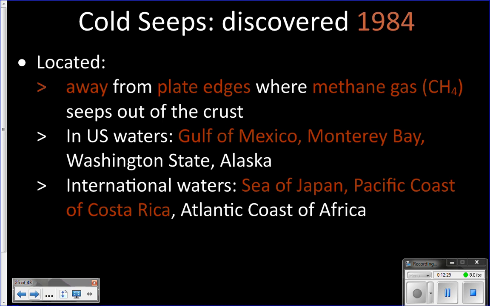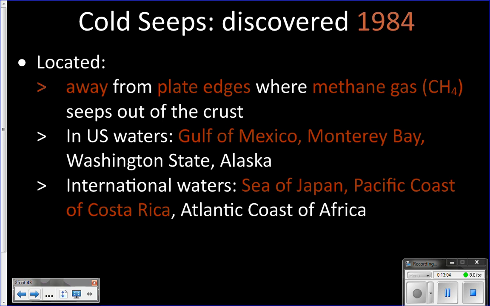Our next habitat are cold seeps. When we finish watching the video, you will see this. This looks like an underwater lake. So you're thousands of feet deep in the ocean, and it looks like there's a lake. It's crazy. They were discovered in 1984, and they're found away from the edges of the plates where you get methane gas that's bubbling out of the crust. So methane gas bubbles out, and you find cold seeps.